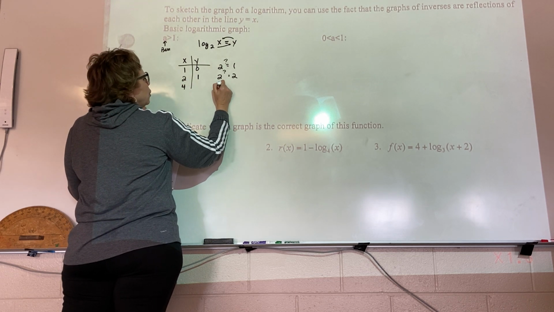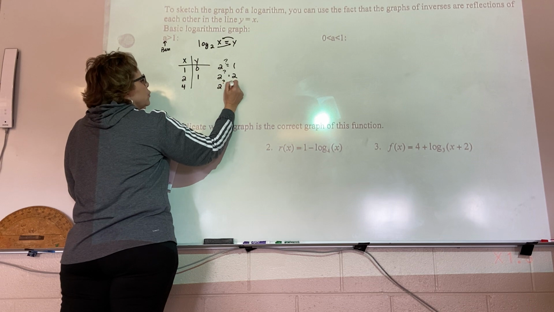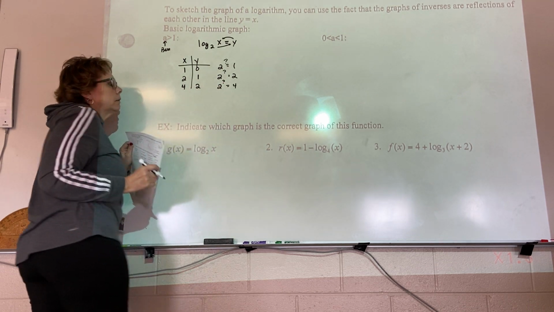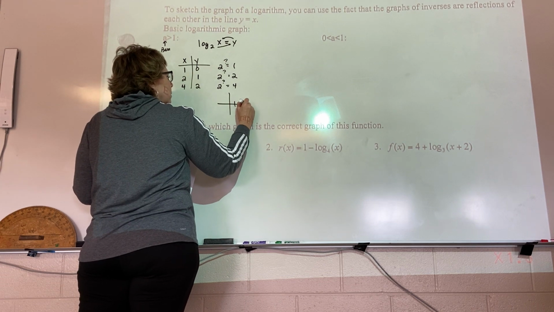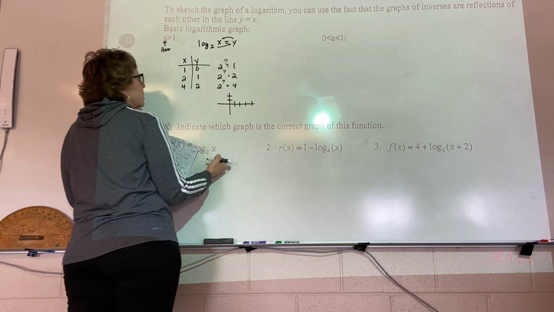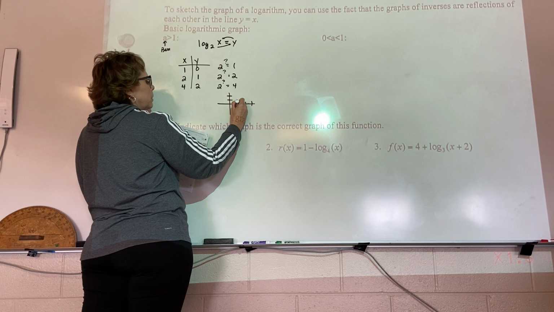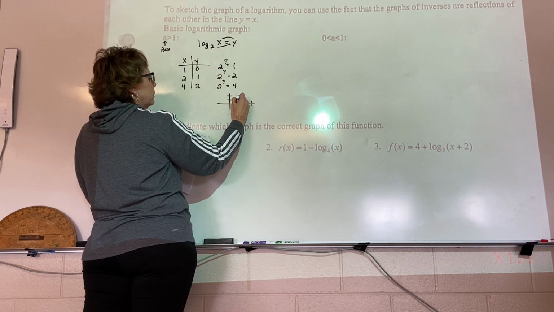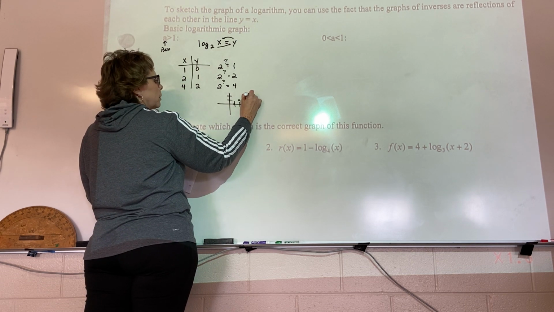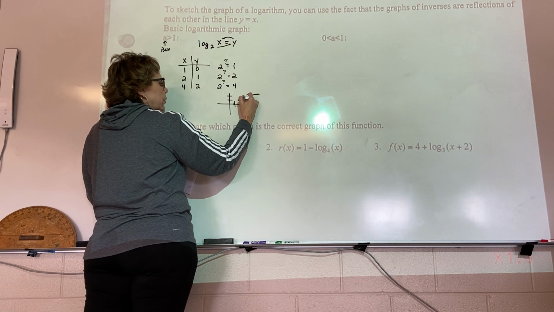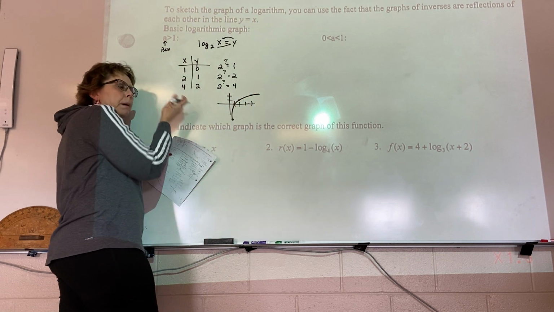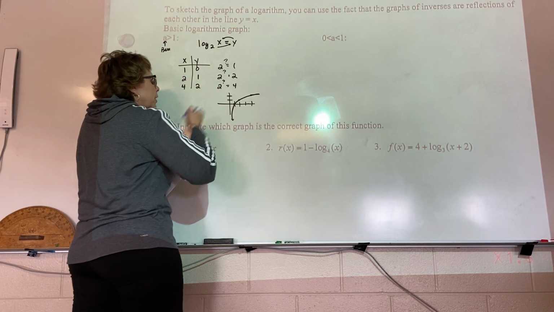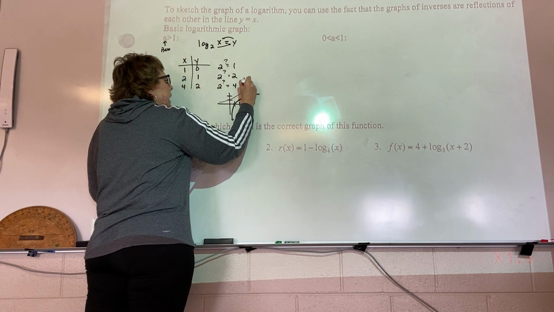So 2 to what power gives you 4? Isn't that 2? So if I were to plot those, something quick: (1, 0), (2, 1), (4, 2). You're going to notice that your logarithm does this, and it's kind of backwards. Remember, our exponential function did that.